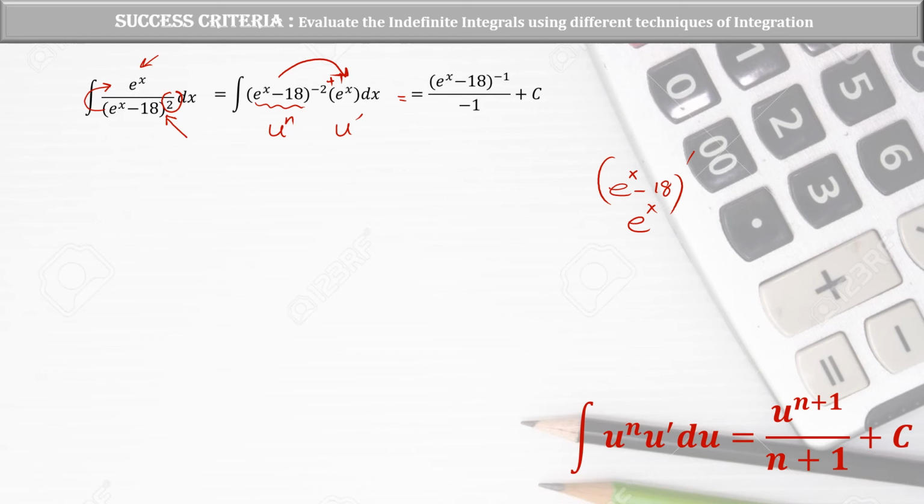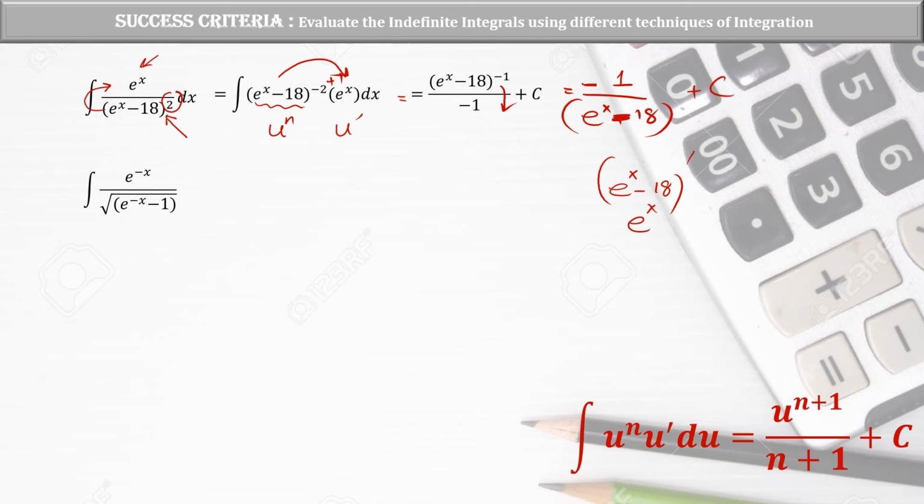Now if it is negative 1, you can bring it down and make it positive if you want, otherwise no need. If I want to bring it down, 1 over negative 1 gives me negative 1 as it is. Writing it up or down makes no difference. Just bring this negative power down to make it positive. Minus 18 only, and plus c.